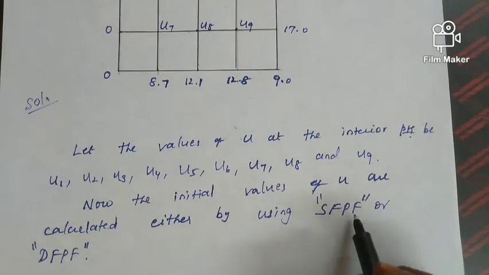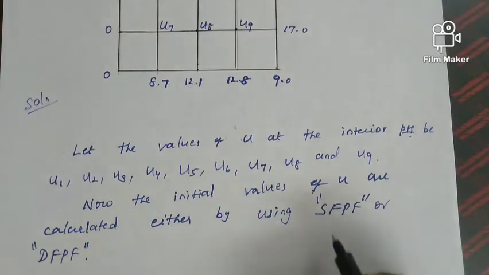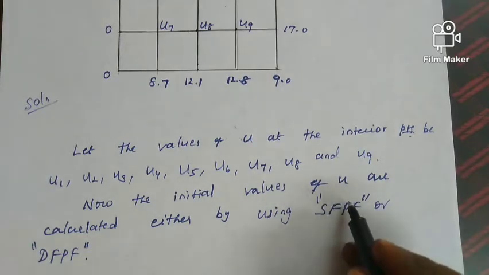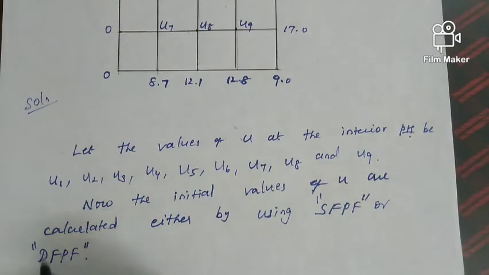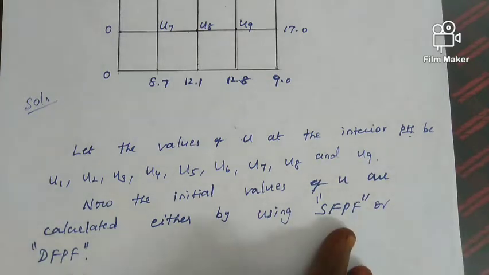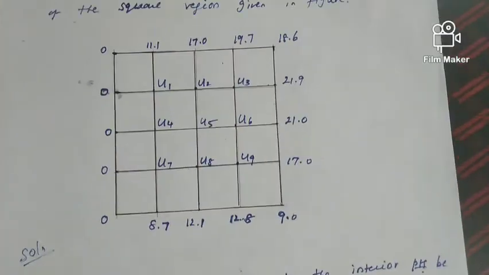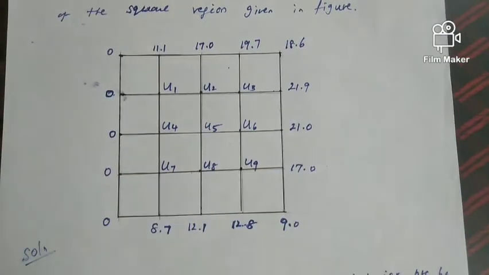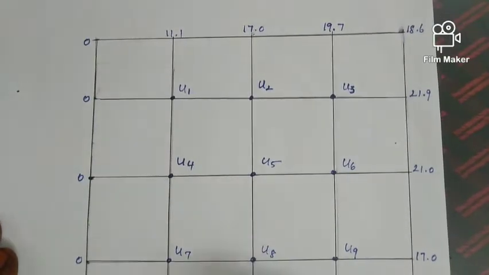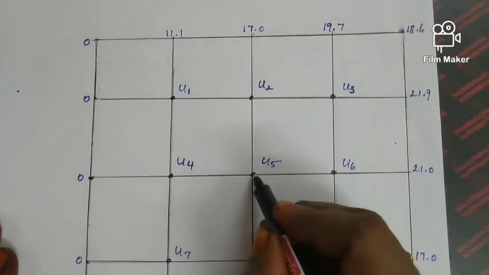Standard 5-point formula means we are using the neighboring points. If you are taking the diagonal points, then we can apply the diagonal 5-point formula. So using these two results only, we are going to initialize the values of u1 to u9. Okay, so look at this given region. In this one, first we are going to find the initial value of u5.